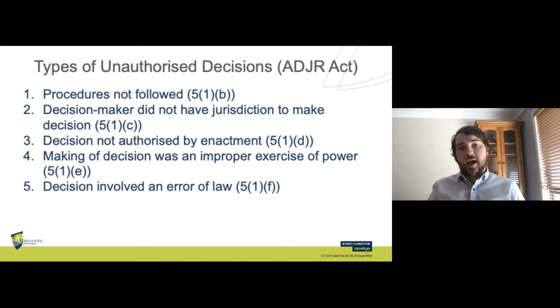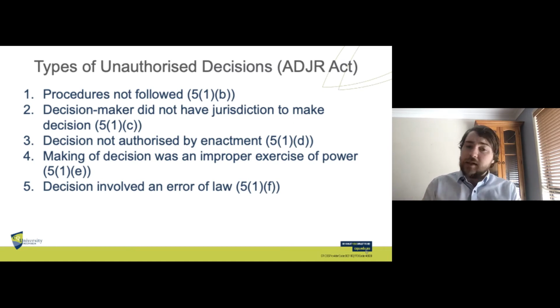So when we talk about unauthorised decisions as being a ground of review, essentially what we're saying is that this decision was not authorised by law. There's no authority under law for the decision maker to make that decision. And there's 5 ways that the Administrative Decisions Judicial Review Act provides for unauthorised decisions as a ground of review. The first is that the proper procedures haven't been followed. So the decision maker didn't go through the steps that were required, and as a consequence of that, the decision couldn't be said to be authorised.